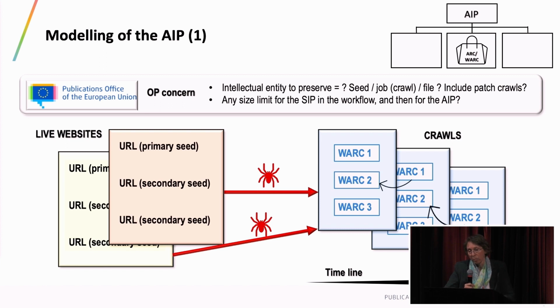The crawls can be done over time, so repeated over time. So our question was, okay, what is the intellectual entity that we should preserve? Is it the seed, the crawl job? Should we include the patchwork crawls into the AIPs? And also, is there any size limit?